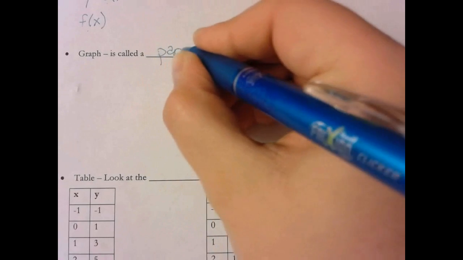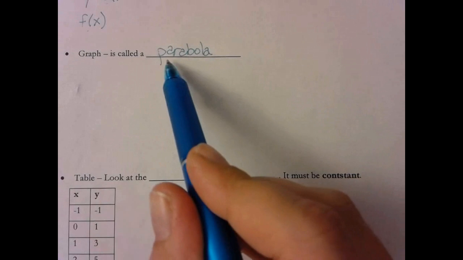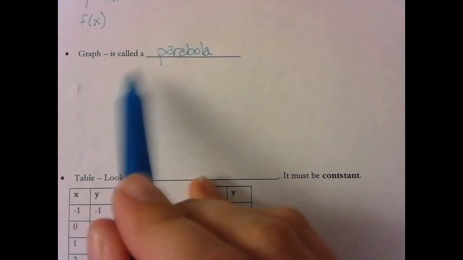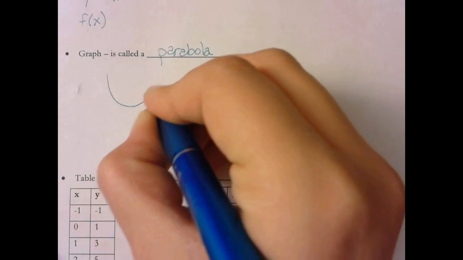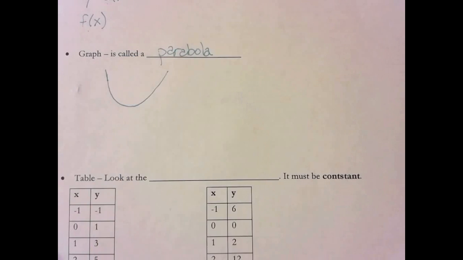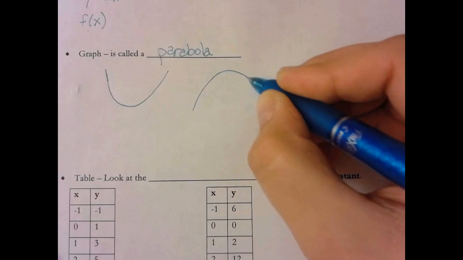For a graph, that shape that a quadratic forms is called a parabola. And please pronounce this correctly, otherwise you're going to embarrass yourself in front of other mathematicians. Parabola, not any other weird saying. And it looks like this. Either it can open up, like that. It's not a very even one, but you get the idea. Or it can open down, like this.